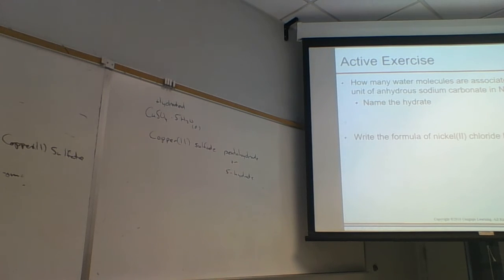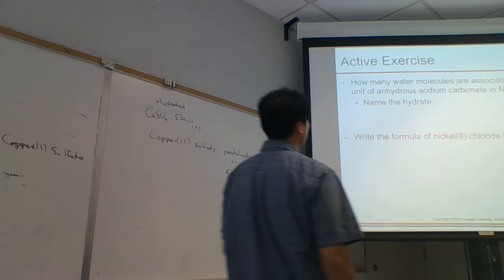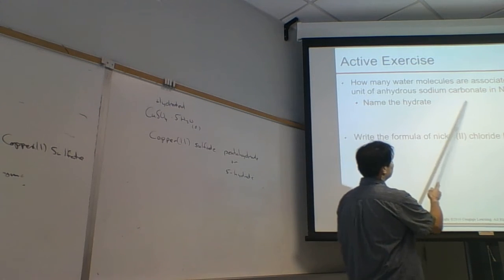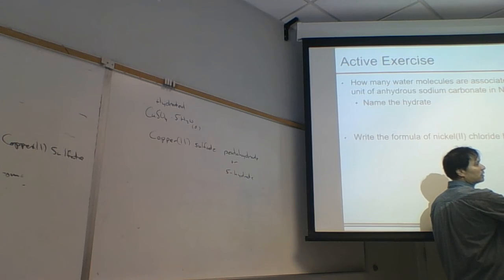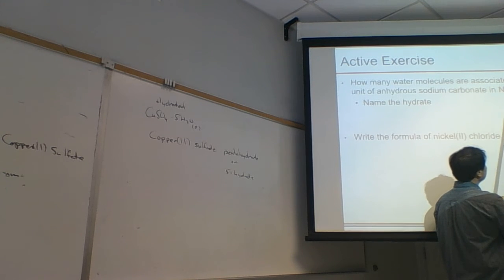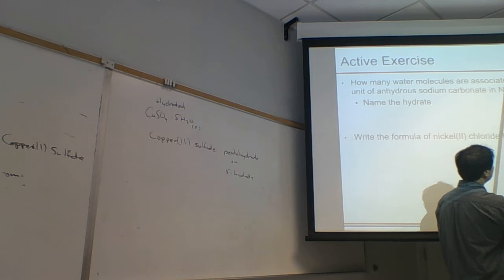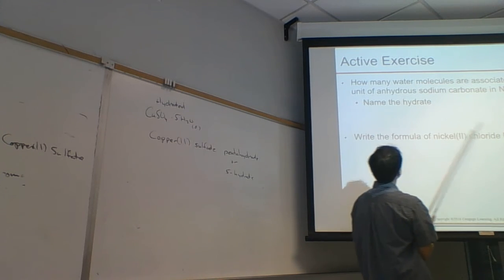And so let's answer these questions here. How many water molecules are associated with each formula unit of anhydrous sodium carbonate? And so anhydrous sodium carbonate has no water stuck in the lattice. And so when we look at this is sodium carbonate. How many water molecules? 10. 10 per formula unit. Formula unit would be 2 sodium ions, 1 carbonate ion.